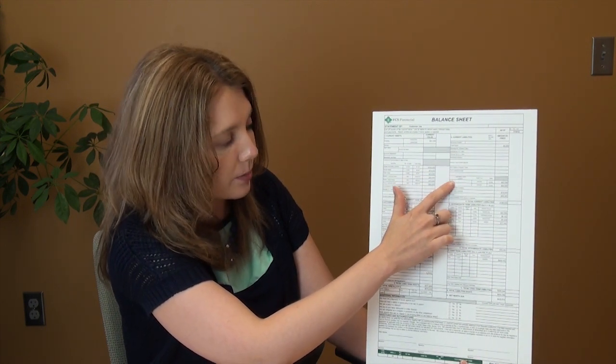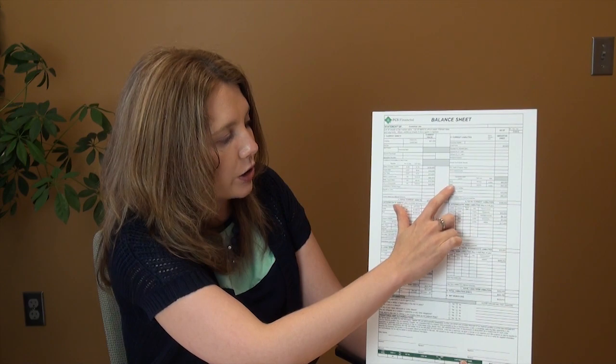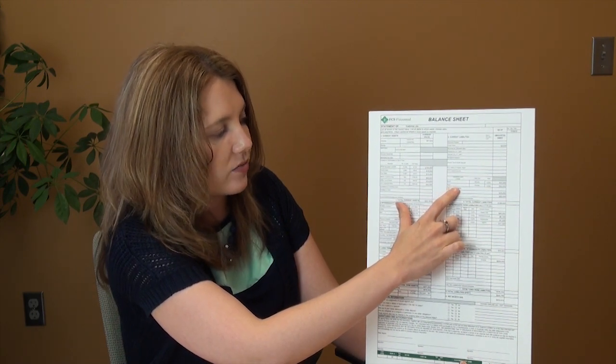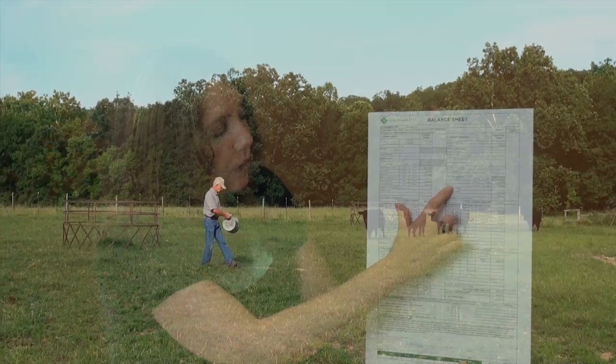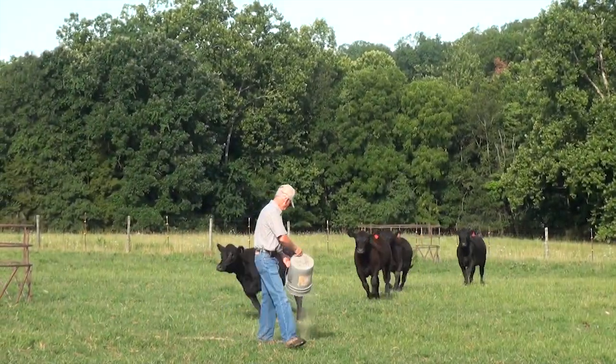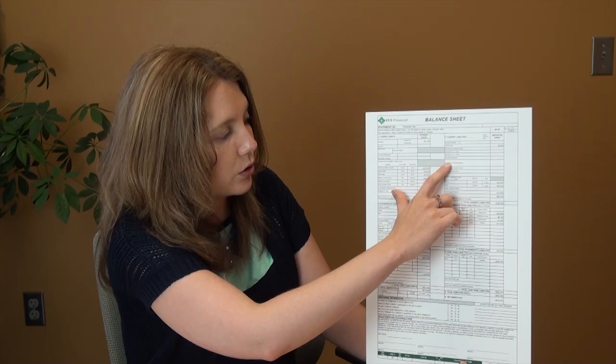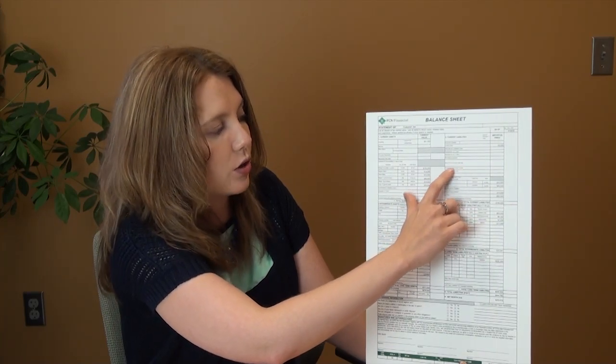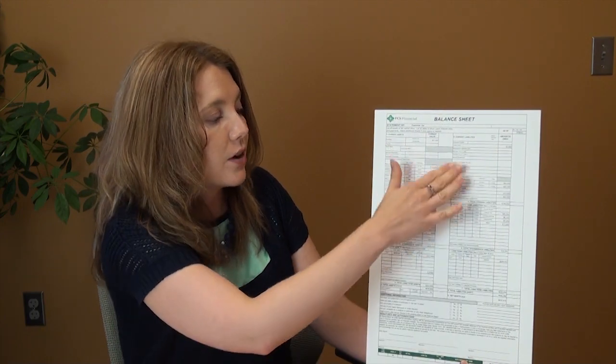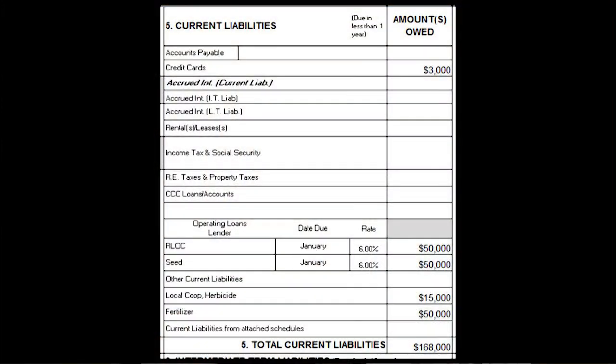This would include operating lines or lines of credit that you may have down at the feed store or a fertilizer plant for seed or fertilizer. You would also use this section to include your income tax and Social Security or your real estate taxes and property taxes that would be due over the next year. Now, if you have questions about that, we can help you find where that information would be or how you could obtain access to it.